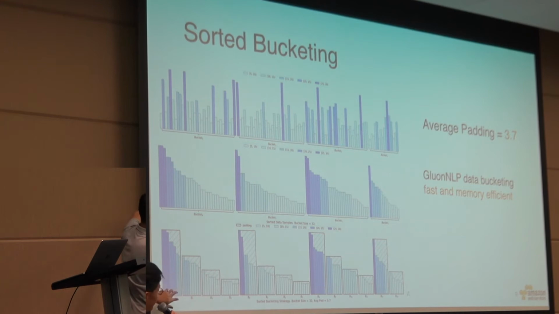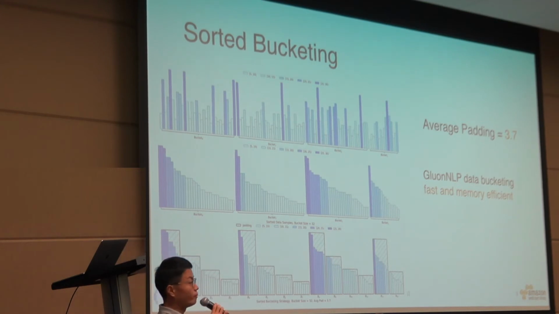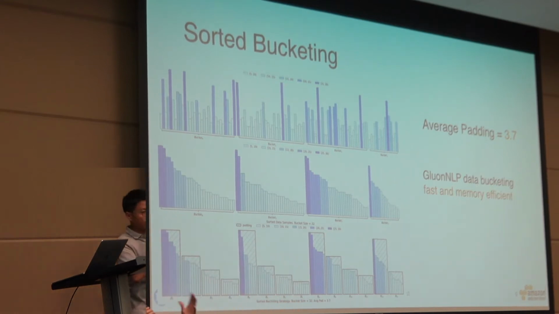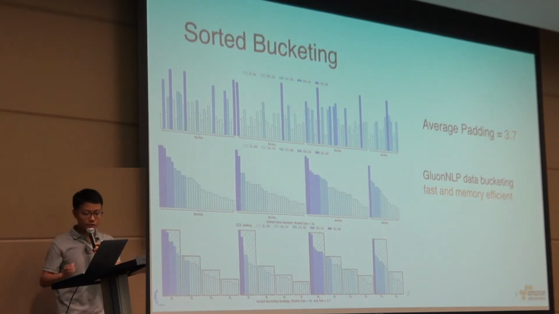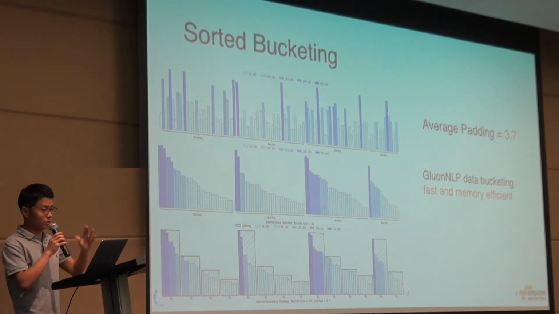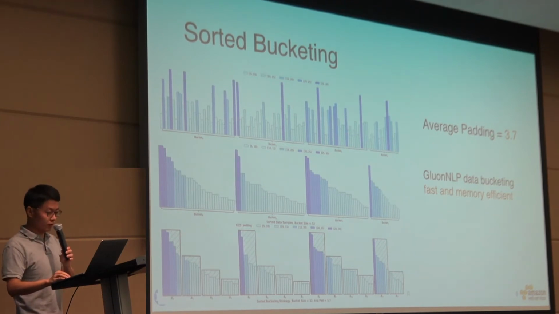So for each of the samples in the bucket, you will have fewer padding tokens compared to no bucketing strategy. The average padding will equal 3, so you will save around 8 tokens per example. That's a large saving, and you will get your data loading faster as well as more memory efficient.